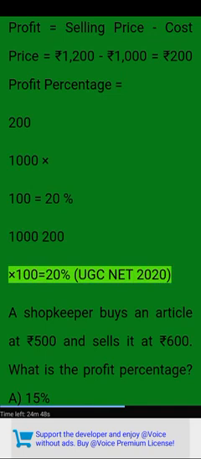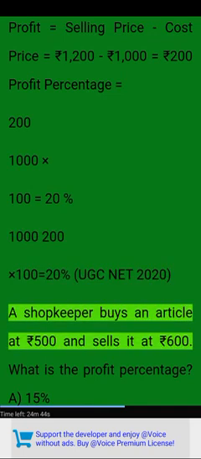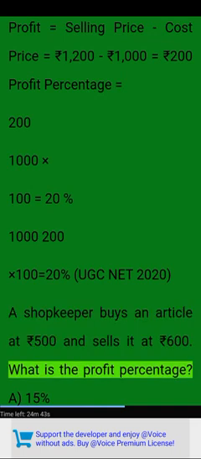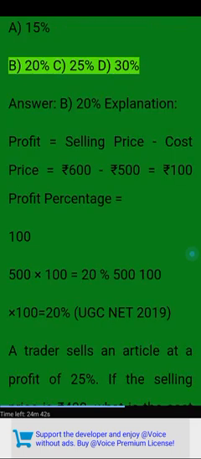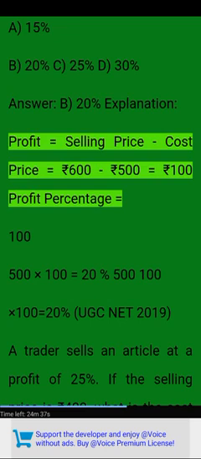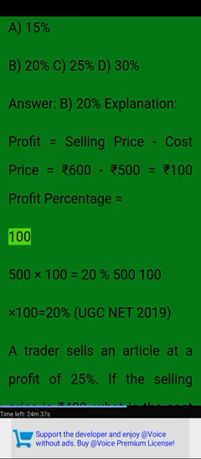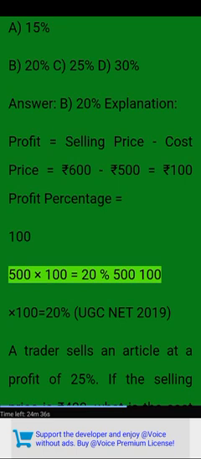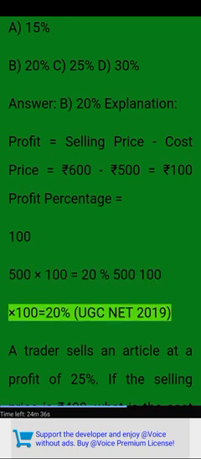UGC NET 2020. A shopkeeper buys an article at 500 rupees and sells it at 600 rupees. What is the profit percentage? A. 15%. B. 20%. C. 25%. D. 30%. Answer. B. 20%. Explanation. Profit equals selling price minus cost price equals 600 minus 500 equals 100 rupees. Profit percentage equals 100 divided by 500 times 100 equals 20%.